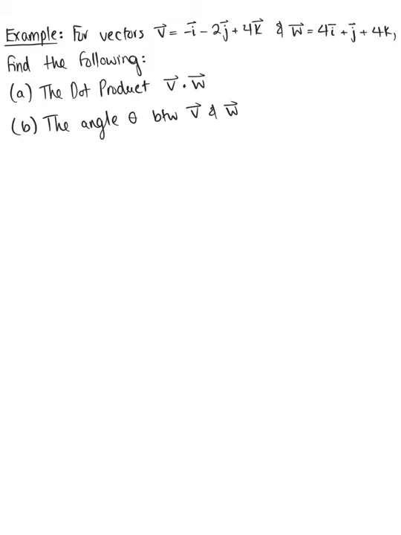So here we're given two vectors. We have vector v in 3 dimensions and vector w here in 3 dimensions, both in their standard unit form. And we are asked to find the dot product v dot w, and then to calculate the angle between vectors v and w.